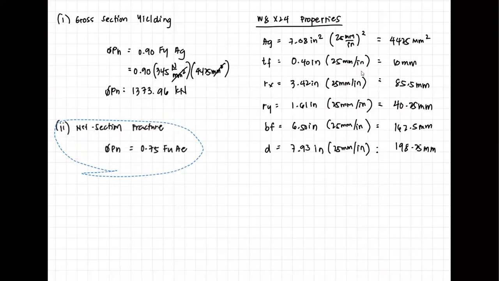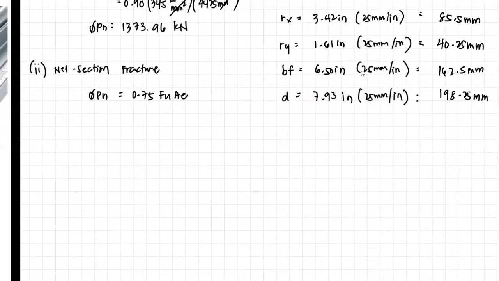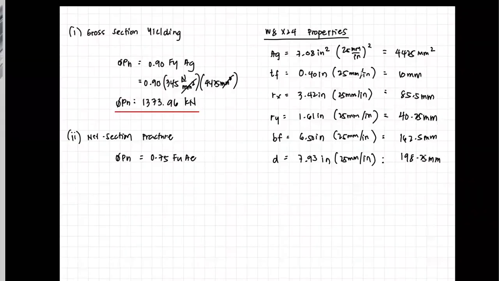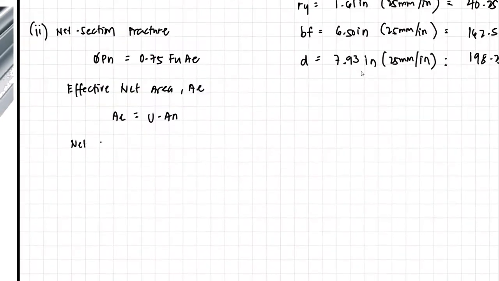Okay. So next, we need to calculate the net section fracture. Okay, so let us just leave that for a moment. For the net section fracture, we have Ae, that is the effective net area. Effective net area formula is Ae, and we know that Ae is equals to U times An, and An is our net area. So net area will be equals to An.